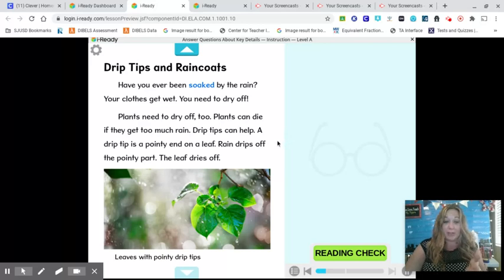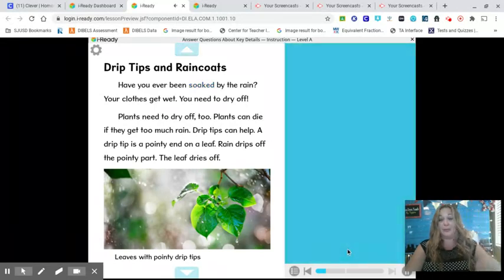So we're going to look at this picture, and you can see, if you look very closely, the leaf goes down to a point, and at the end of that point, there's water dripping off. I see another text feature, which is a caption. Point to where you see the caption on your screen. I'm pointing underneath the picture. That caption reads, "Leaves with pointy drip tips." Okay, we're always going to stop. We're going to check and think about our reading.